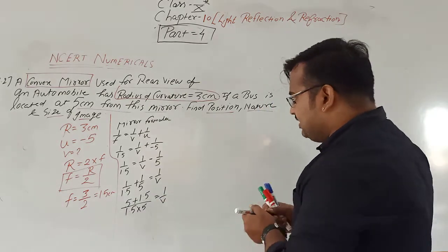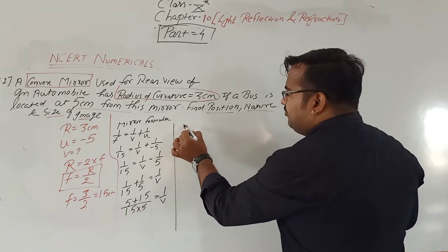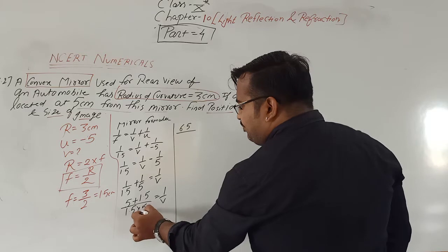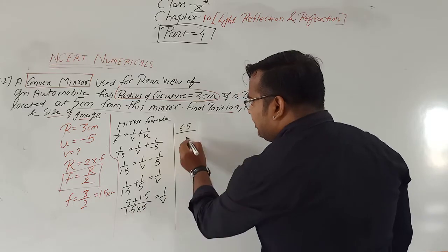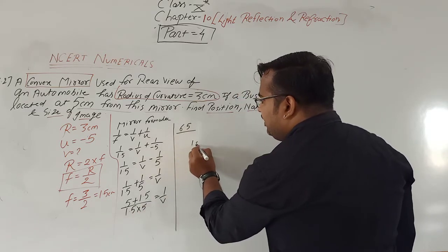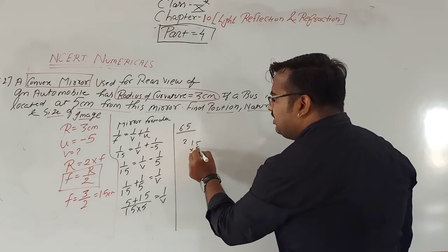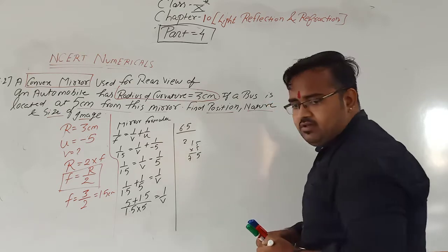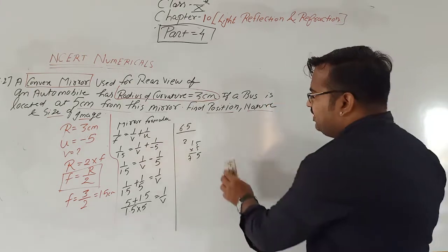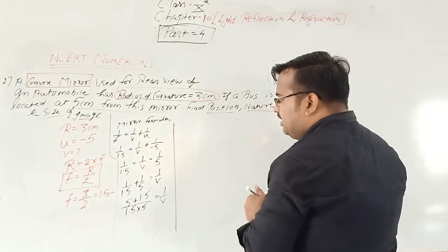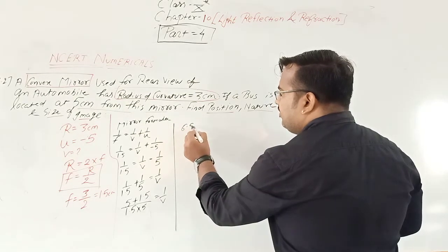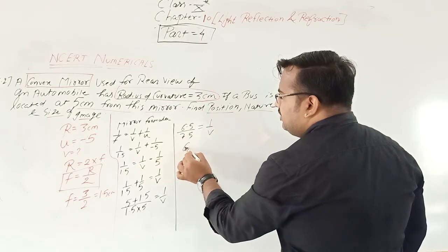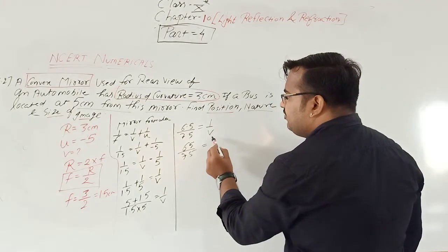So this would be 5 plus 1.5 is 6.5, and 1.5 into 5. Okay, 5 fives are 25, 2 carries, 5 ones are 5 and 2, 7. This would be 7.5. Clear? So this would be 6.5 upon 7.5 is equal to 1 upon v. So this would be 65 upon 75, 1 upon v.